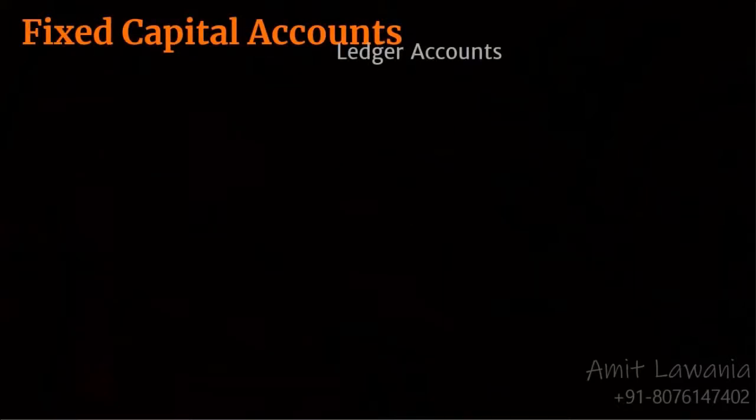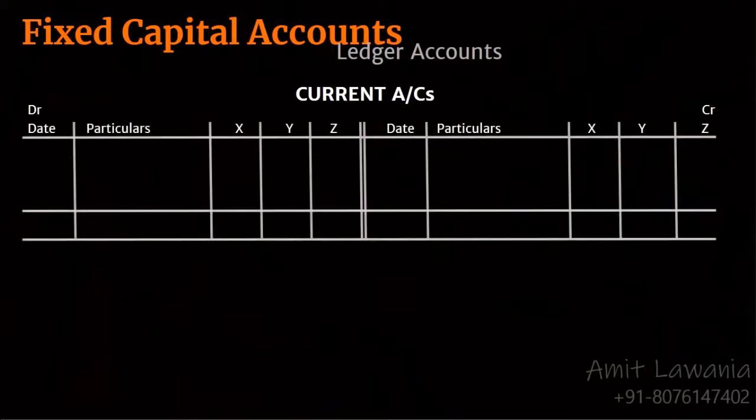Now let us take a look at how the entries will be shown in the ledger accounts. As we already know, there are two accounts maintained in the fixed capital account method. So we prepare the current account for each partner. The format remains the same as any other ledger account, starting with the balance brought down. But no amount is given in the question, so we write 0 for each partner.